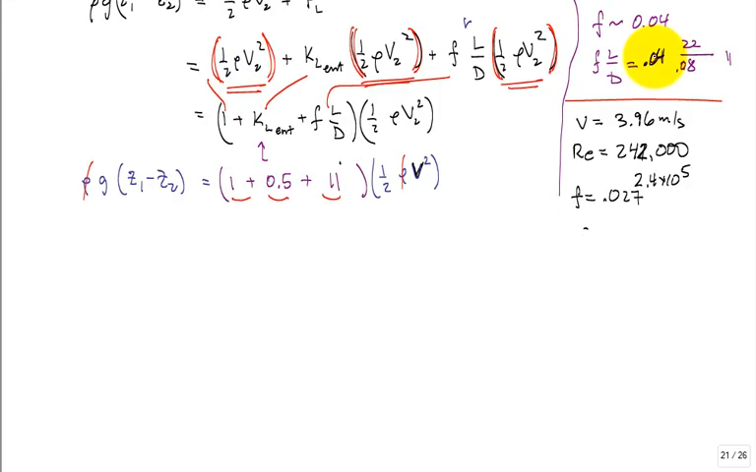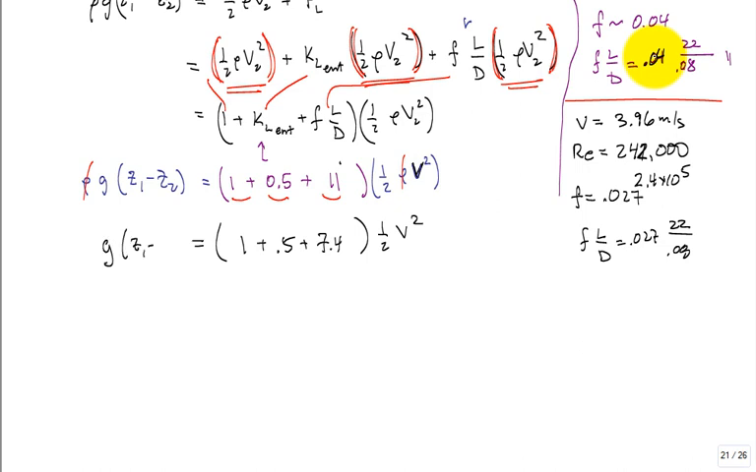You multiply f L over D, 0.027 times 22 divided by 0.08. What do you get? It's something less than 11, right? 7.4, right? And now we still have the 1/2 v squared, and we have the g (z1 minus z2). So what we did was we improved that number right there. Now you can solve for the new v. What do you get for the new v?